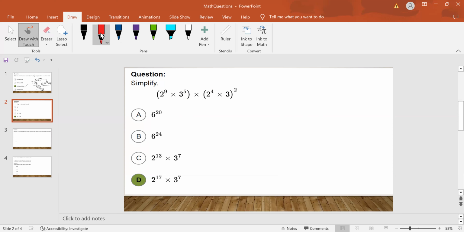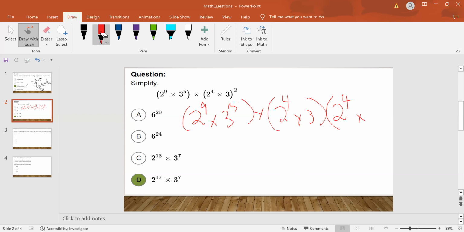Can we rewrite this as 2 to the 9th multiplied by 3 to the 5th power, multiplied by 2 to the 4th power multiplied by 3, multiplied again by the same 2 to the 4th power multiplied by 3? Yes, we can do that. Why? Because of this power outside. The power outside is telling you that you're going to multiply 2 to the 4th power times 3 by itself, which we did here.